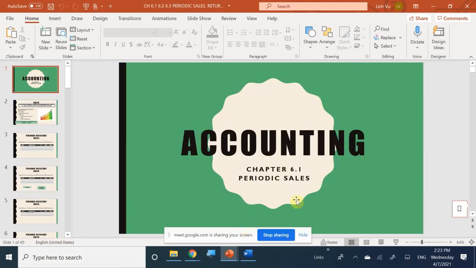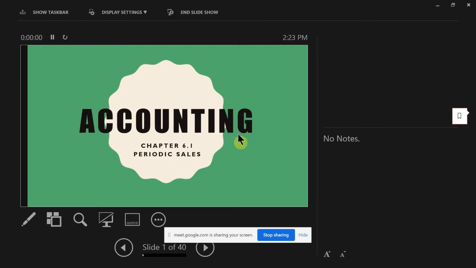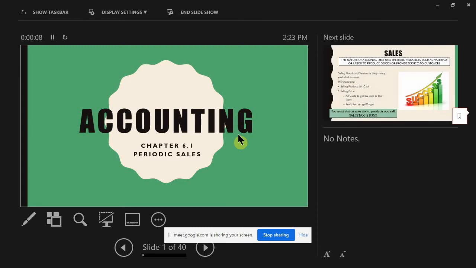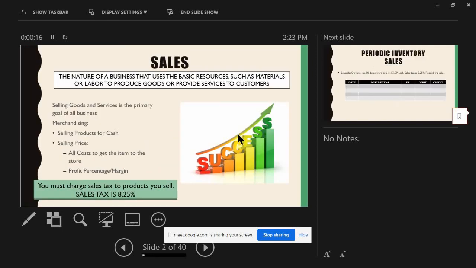All right, so the last chapter that we have is chapter 6. Chapter 6 here is dealing with periodic purchases, purchasing inventory. Now, this is what happens when we have to deal with actually encountering the sales. So once again, sales is pretty straightforward.